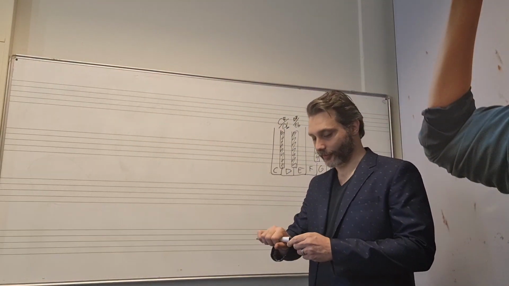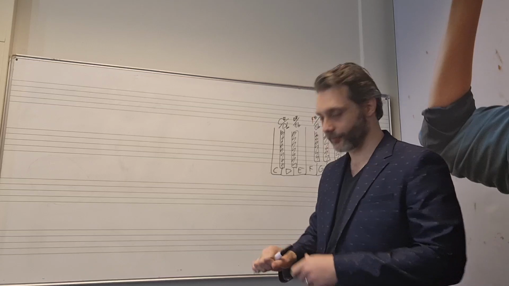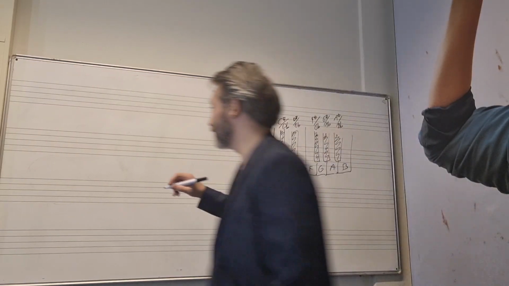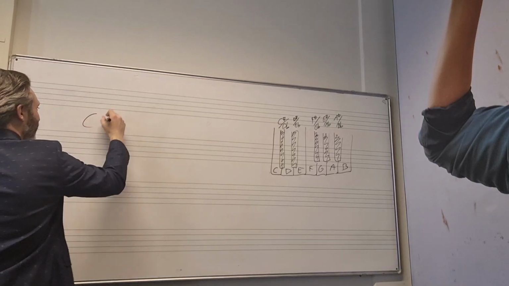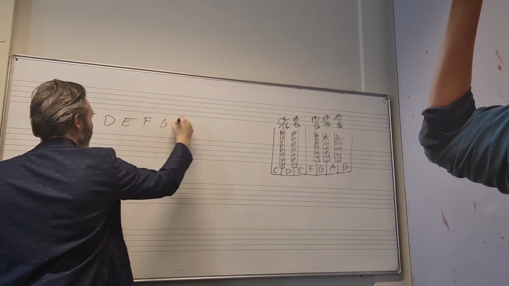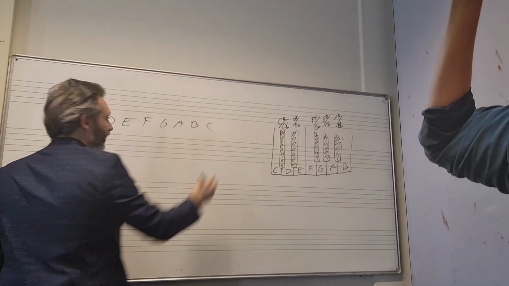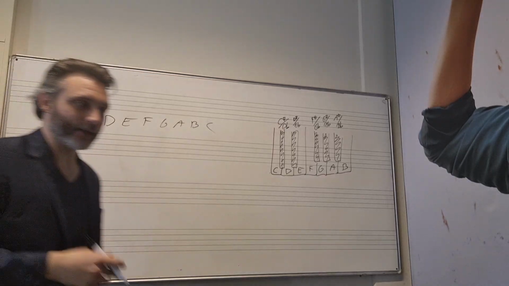Alright, so in the key of C, C major, we got C, D, E, F, G, A, B. And then C again if you want to write down the entirety.